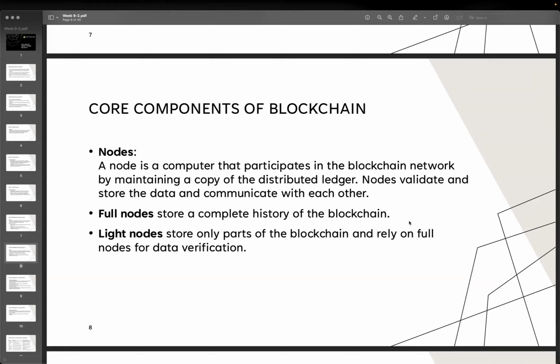And about the consensus mechanism. The mechanism involves algorithms. All these algorithms can help us ensure all these nodes agree on the validity of the transactions. So they do not really require any central authorities.